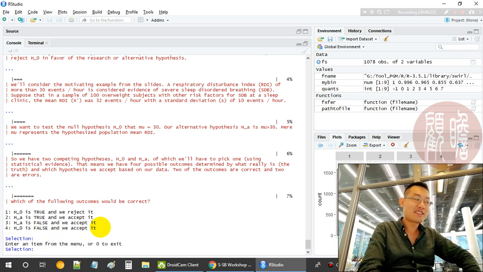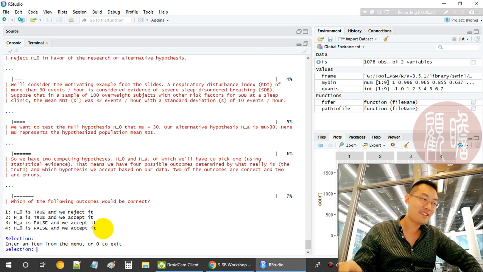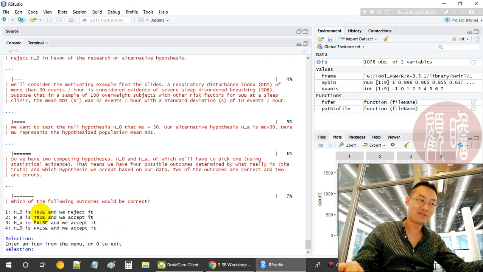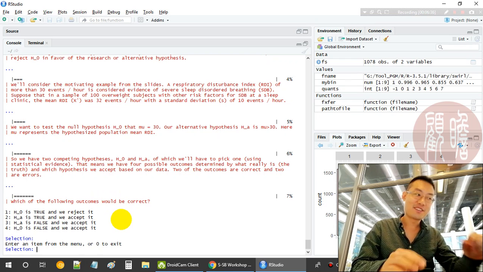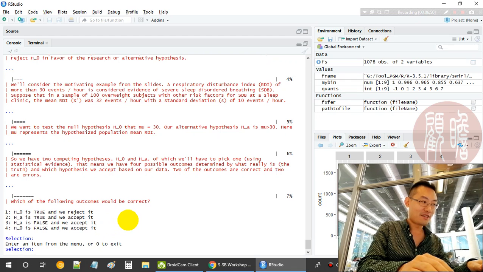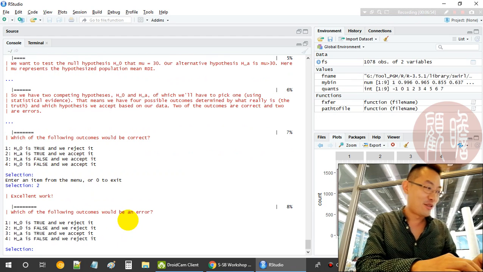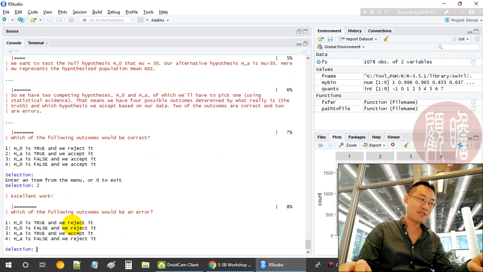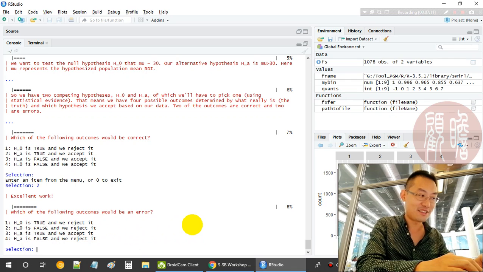You might be confused by this H0, HA. The key thing is, if something is true, we accept; if something is false, we reject, no matter whether it's H0 or HA. We only care about the truth. So what will be correct is something true, we accept it. Something true, we reject, definitely it's not right. Something false, we accept it, also not right. So it will be number two. If something is true, we accept it. Which of the following will be an error? Same thing: true, reject, that's not right; false, reject, right; true, accept, right; false, accept, error. You can do a lot of combinations. It doesn't really matter whether it's H0 or HA. The H0 and HA here are simply to confuse you.